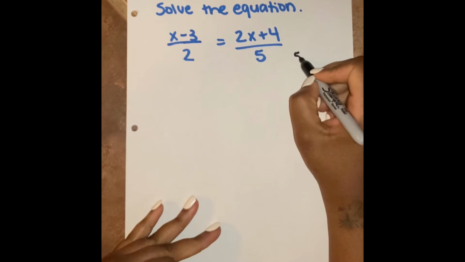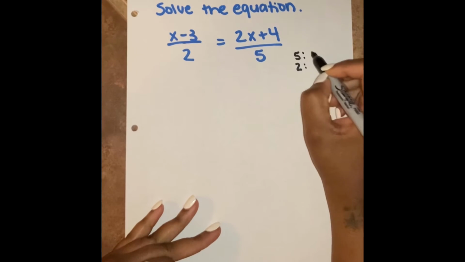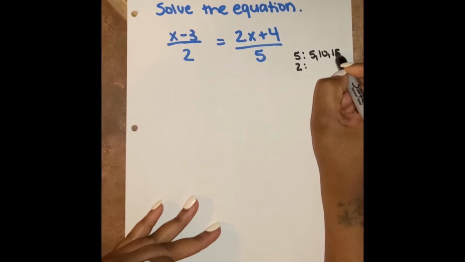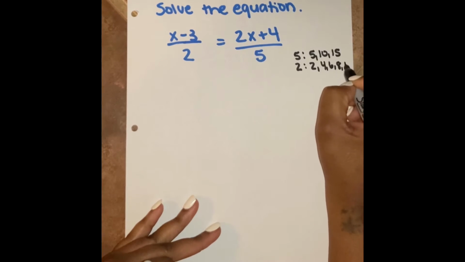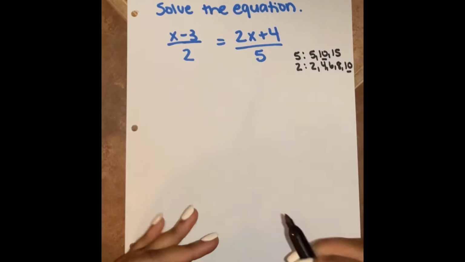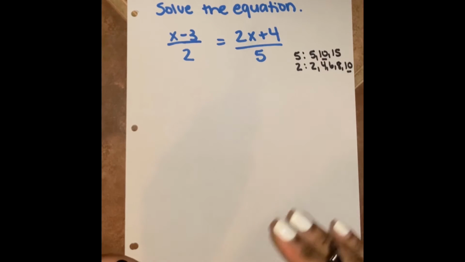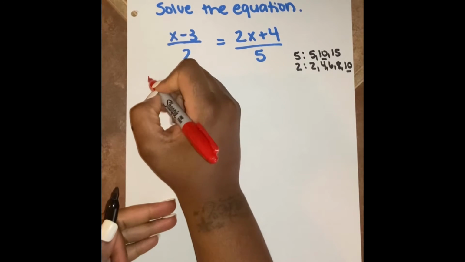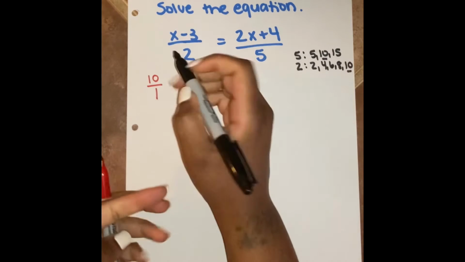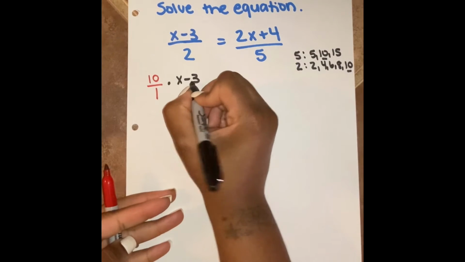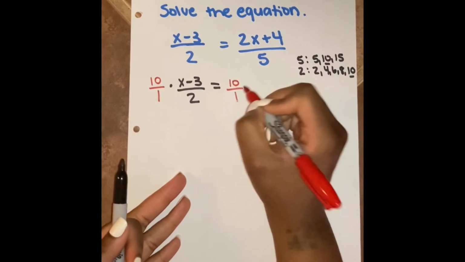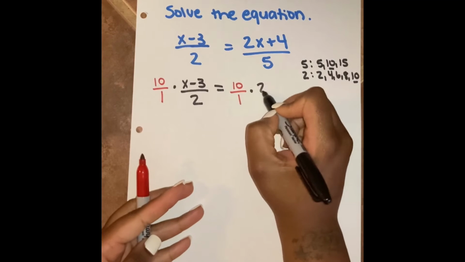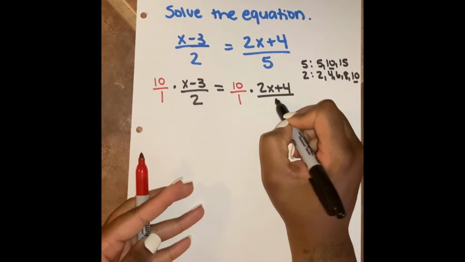So again, we're going to find our LCD between 5 and 2. So we have 5, 10, 15, and we have 2, 4, 6, 8, and 10. So we see that 10 is our LCD. And we're going to multiply 10 by each of our terms, and we're going to cancel. So we have 10 over 1 multiplied by x minus 3 divided by 2, which is equal to 10 over 1 multiplied by 2x plus 4 divided by 5.